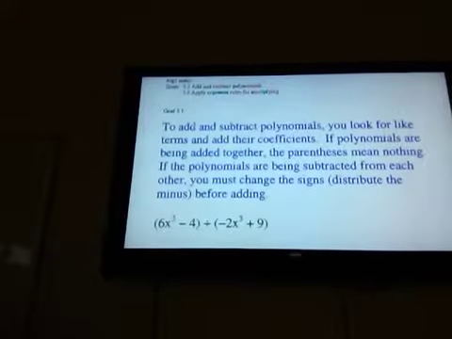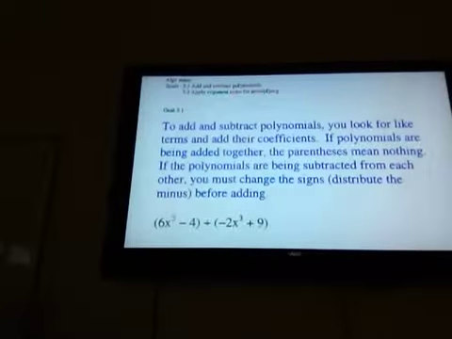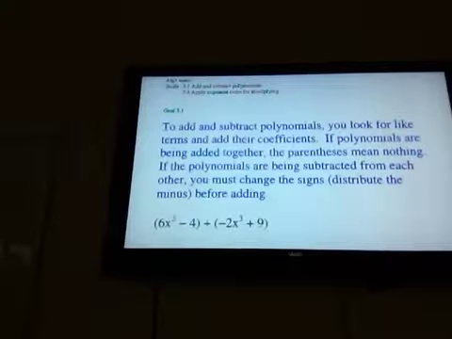Okay, so goal 3.1 is really pretty simple. We're just adding and subtracting polynomials. To do that, we're going to have to look for terms that are alike. Like terms are terms, we've talked about it before, with the same variable expression, which means the letter and the exponent have to be exactly the same to add them together.